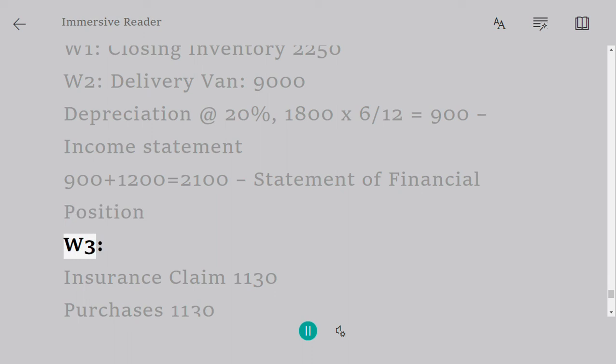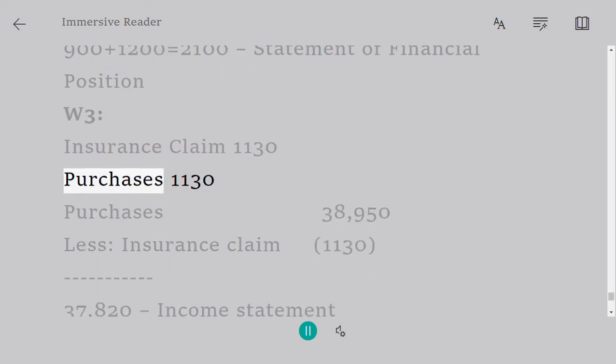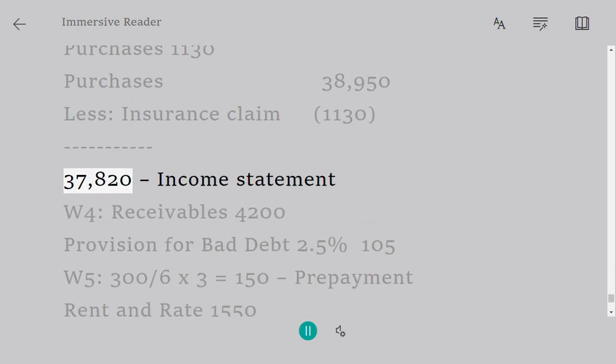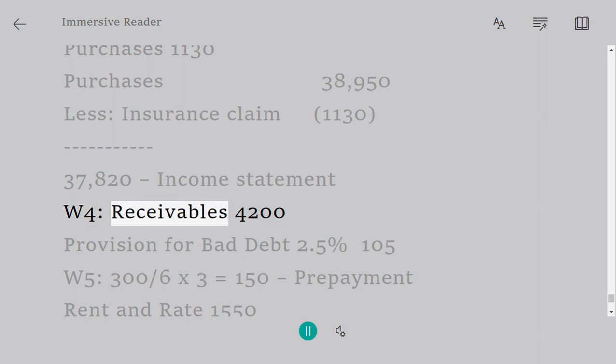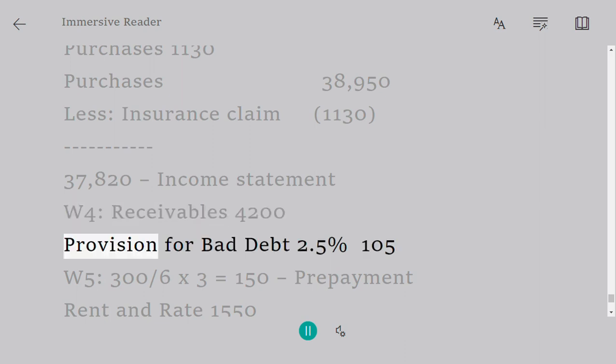W3. Insurance claim $1,130. Purchases $38,950. Less insurance claim $1,130, equals $37,820, income statement. W4. Receivables $4,200. Provision for bad debt 2.5%, $105.